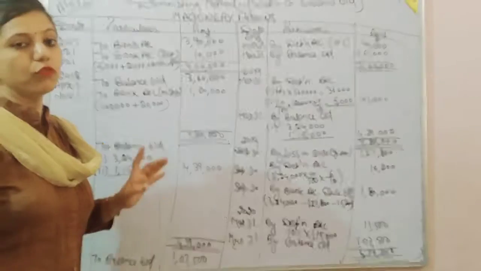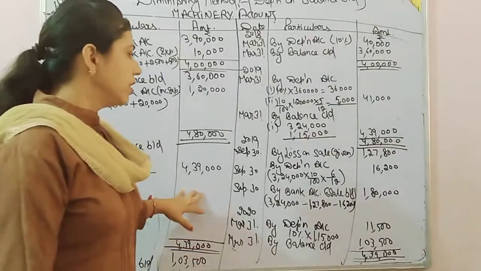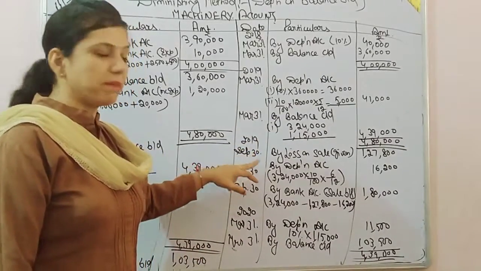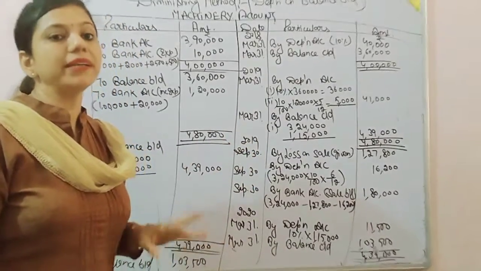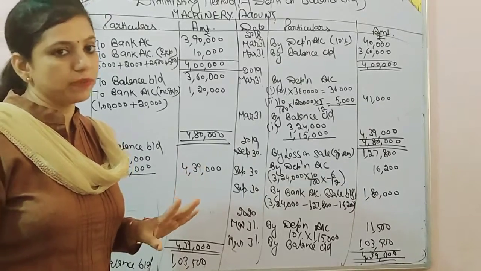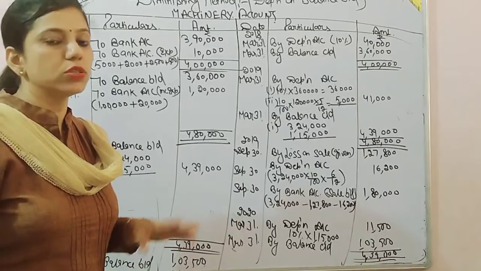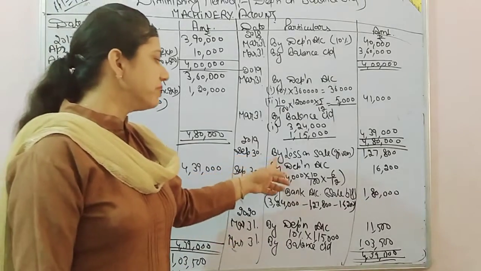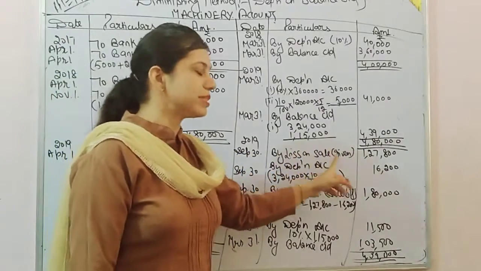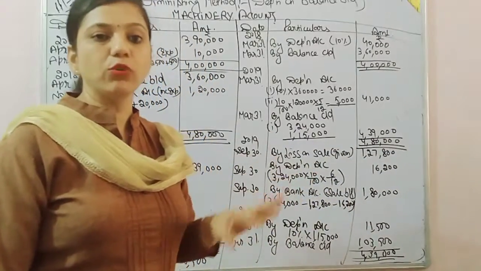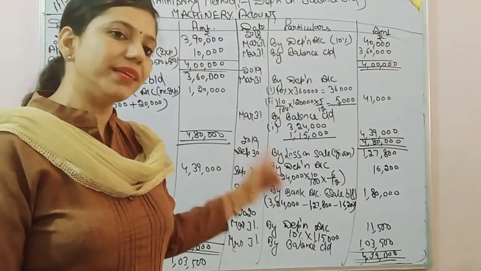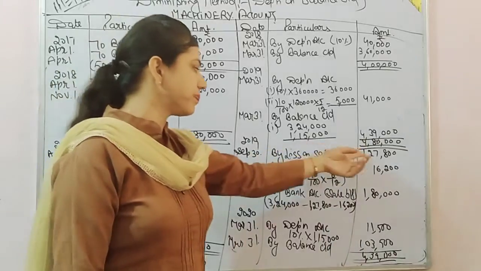In this year, we sold the machinery on 2019 September 30. But keep in mind, the sale value is not given in the question. It is said in the question that the machinery was sold at a loss. So the loss is given here, and we will write by loss on sale. Previously we calculated the loss, but the loss is given in this question, so we will write the loss here.